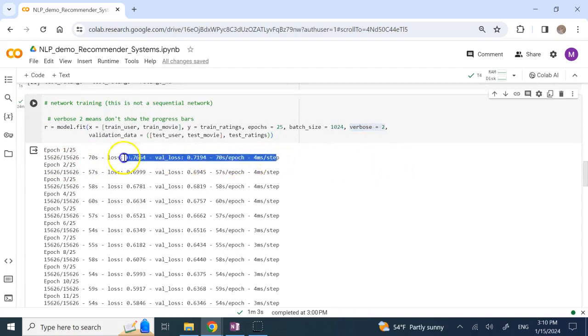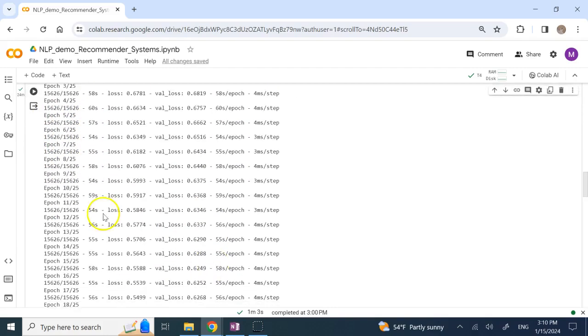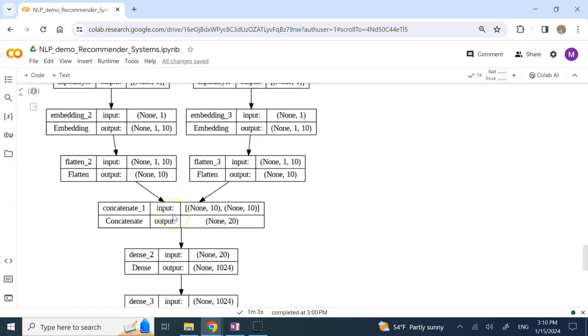Sometimes you only want a portion of this data to be shown, so you might use verbose equal 1. And sometimes you don't want any of this loss, val loss, epoch, anything to be shown. You just want the work to be done in the background with no updates, and then at the end you get your result. Then you can say what?